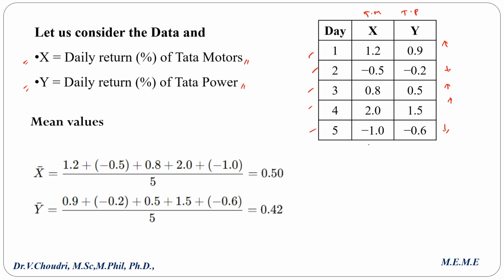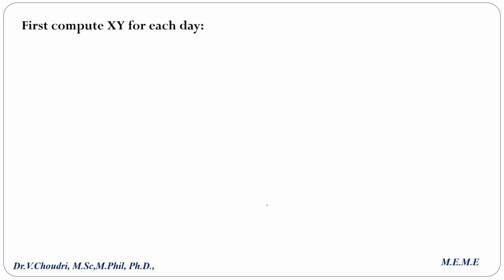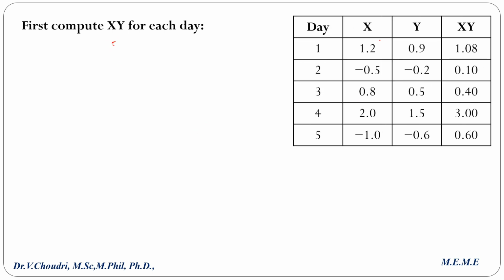What is the total value here? 0.50. Total value of Y equal to, total value not 0.550. Sum of the values divided by 5 equals 0.50. Sum of the values of Y divided by 5 equals 0.42. Okay, right. After finding the separate mean values, we are not simply sitting and watching the two stocks X and Y. We are checking the cross multiplication, the cross relation between these two. That is, compute X and Y. I am computing this product of X and Y.